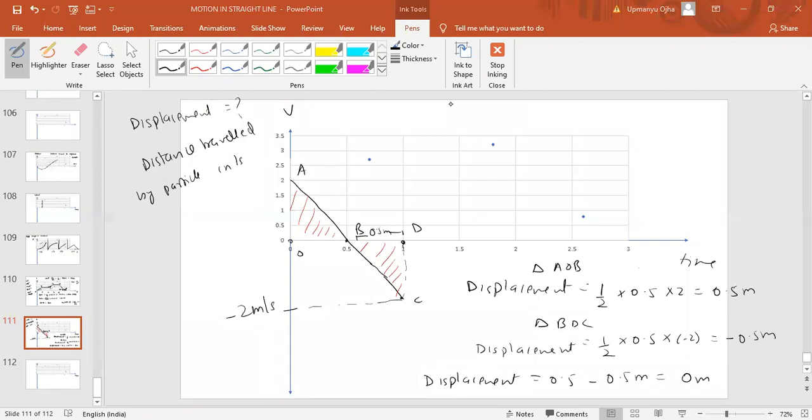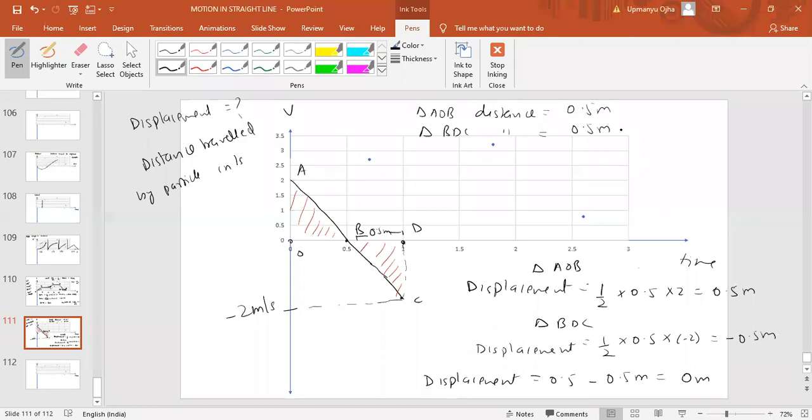Distance is never negative. Even if this particle is traveling on the negative side, we only have to take the magnitude of the displacement. So what is the magnitude of displacement? For triangle AOB, distance is 0.5 meters, same as the displacement. But if you take triangle BDC, the distance is 0.5 meter only, because we only take the magnitude here.